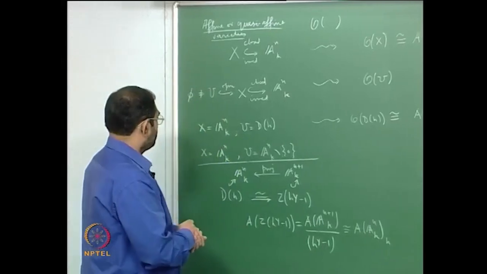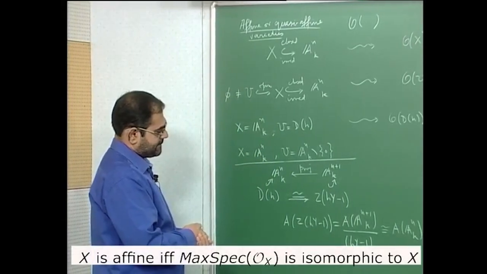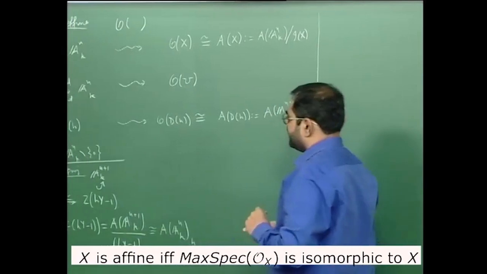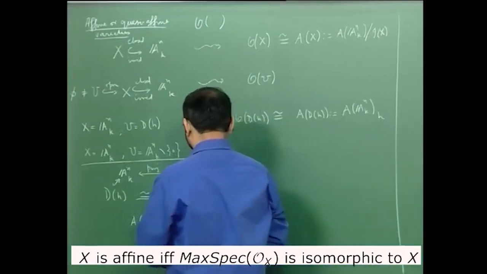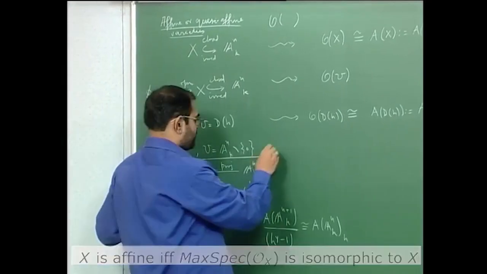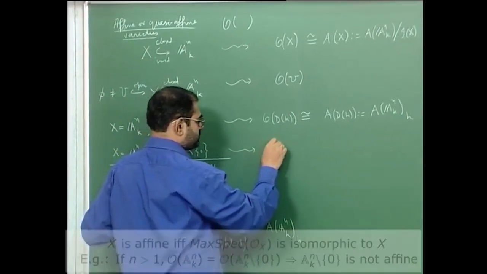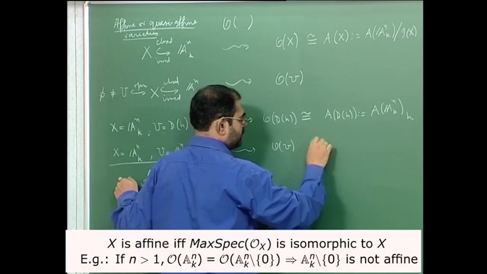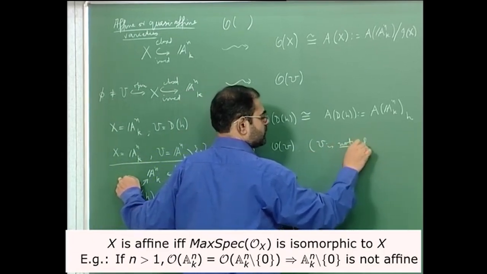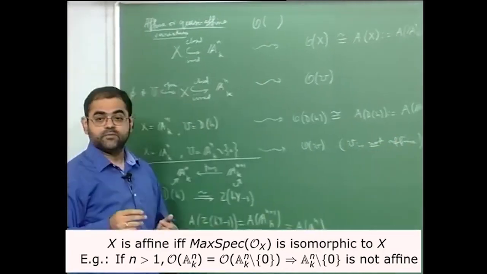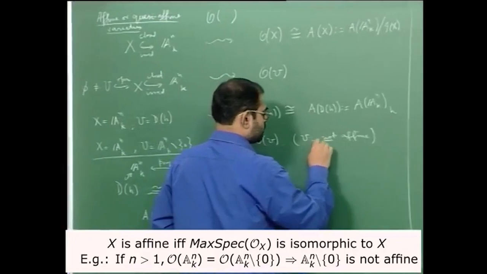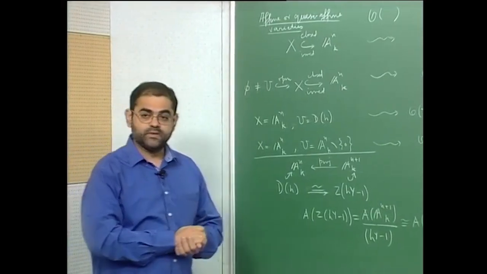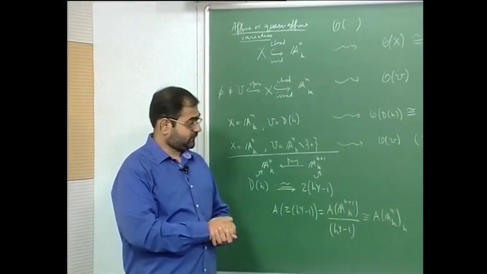So this is the story so far. Here I should say U is not affine if n is greater than 1. By that I mean U is not isomorphic to any affine variety, provided n is greater than 1.